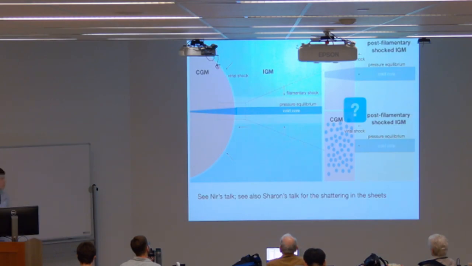This morning, Nir mentioned that there is a pressure contrast of around 20 when the stream penetrates the virial shock, and this pressure contrast likely causes shattering if the stream behavior is similar to a sphere, as mentioned before. And also Zhiyuan talked in the morning about the shattering in the sheet as well. So that's why we care about the geometry.